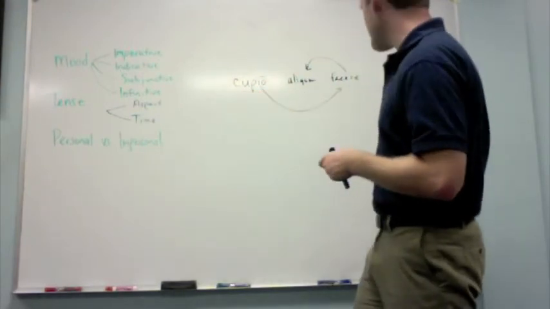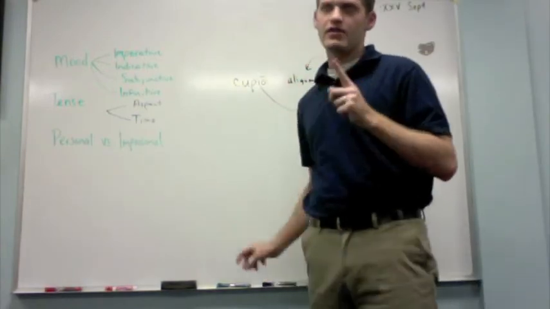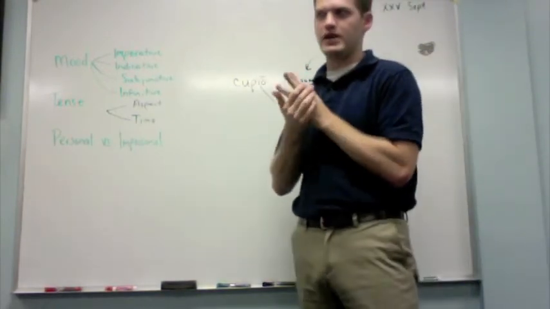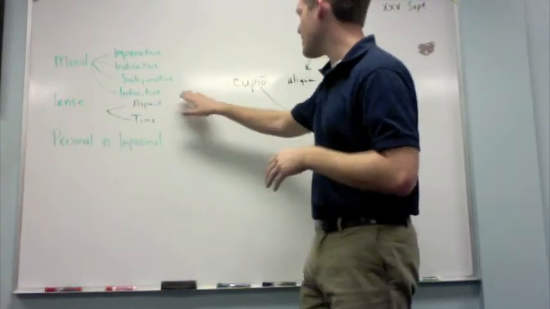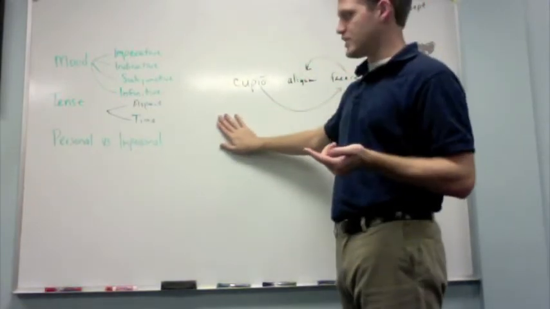Okay, so those would be your four moods: imperative, command, indicative, reality, subjunctive, not reality, unknown reality, something like this, and then infinitive, a verbal adjective.